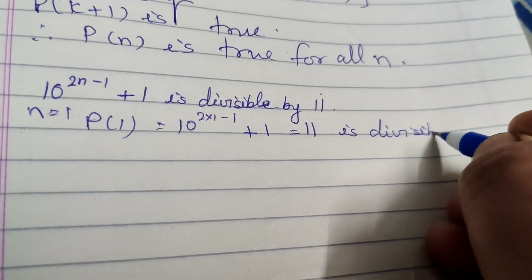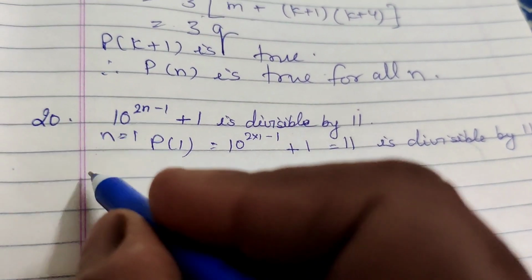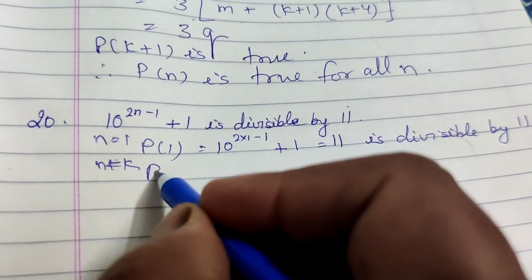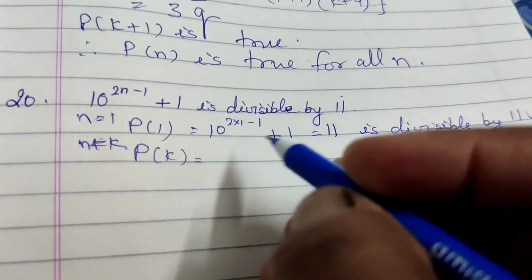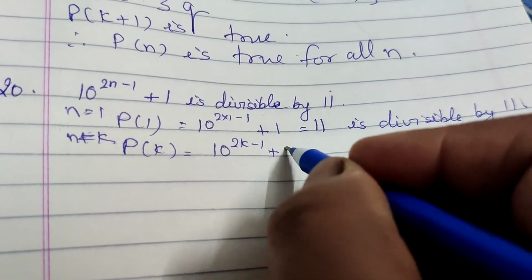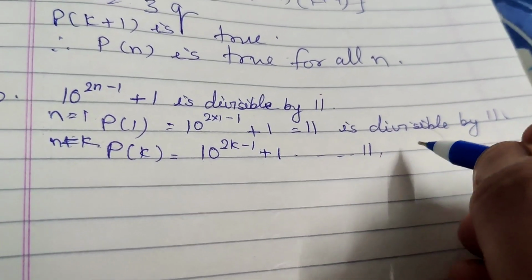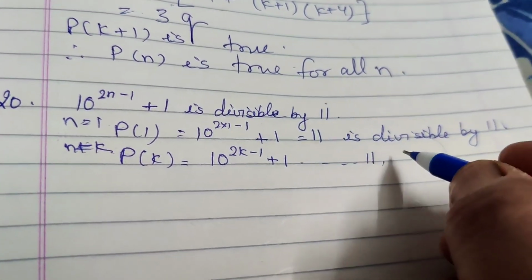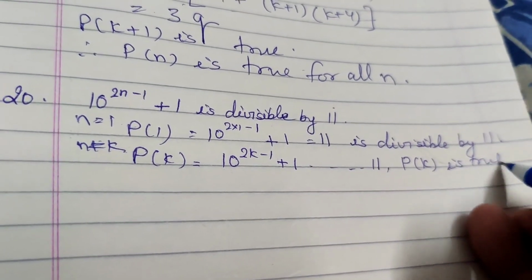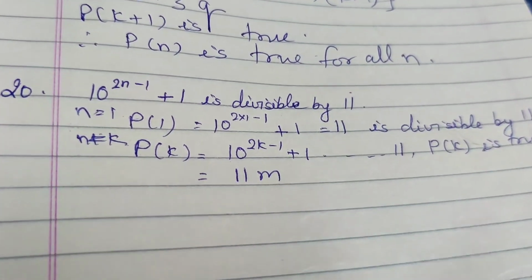Is divisible by 11. Okay. Now for n equal to k. Then we can write Pk. N equal to k means 2k minus 1 plus 1. It is also divisible by 11. It means Pk is true. P1 is true and Pk is also true. Pk is true. We can write this in the form of a multiple of 11.